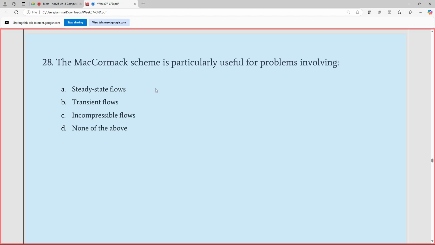Next question. The McCormack scheme is particularly useful for problems involving option A, steady state flows; option B, transient flows; option C, incompressible flows; option D, none of the above. We have already worked out a similar problem. Try to answer the question.